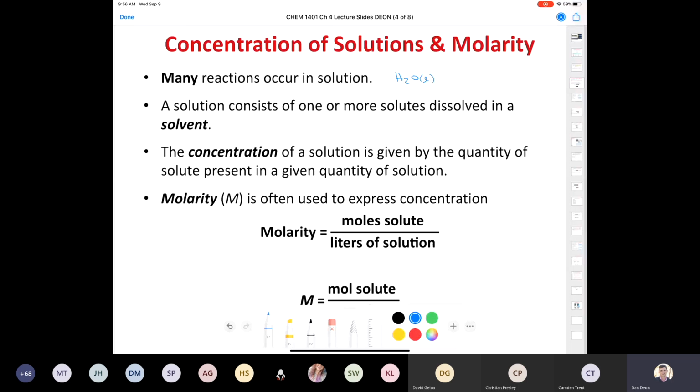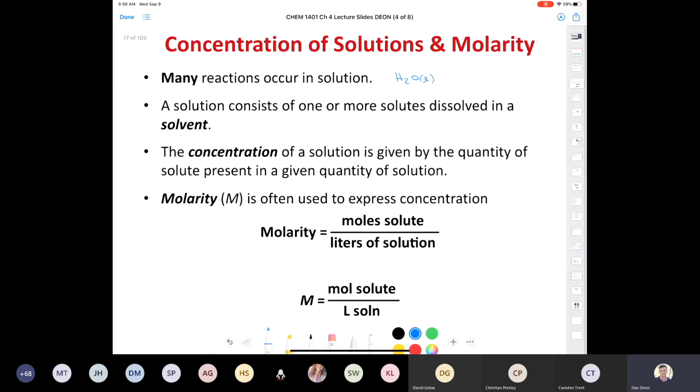I'll tell you the good news. Most of the time in this class, not all the time, we'll look at one solute, maybe two. Very rarely do we look at three. The concentration of a solution is given by the quantity of solute present in a given quantity of solution.